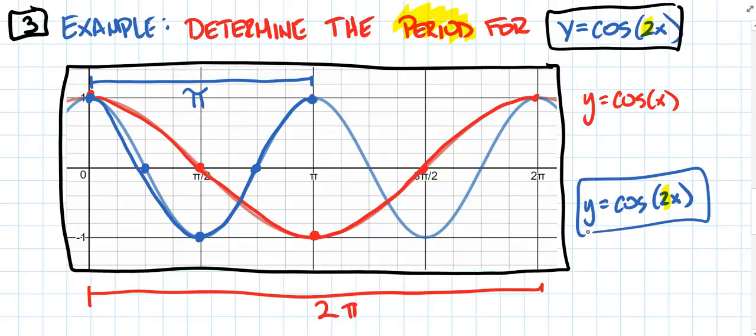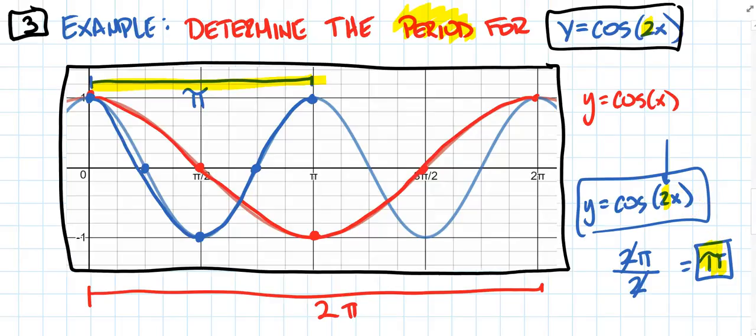Now, how do we calculate that? Well, like we did before, we take our original period, which is 2 pi, and we divide by whatever number is in between the trig function and the variable. So if I divide by 2, I cancel out, and notice I get a value of pi. That is represented in this part right here. That is what the pi means. Okay, that is our period.